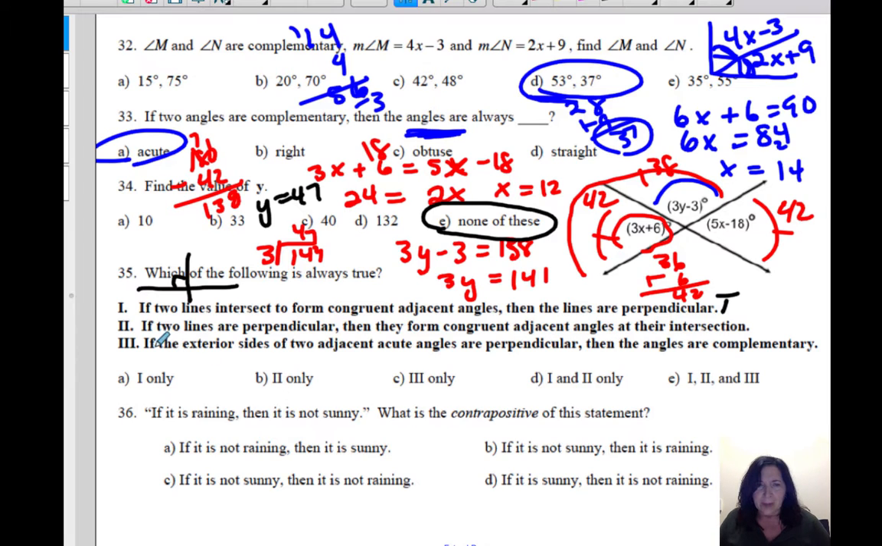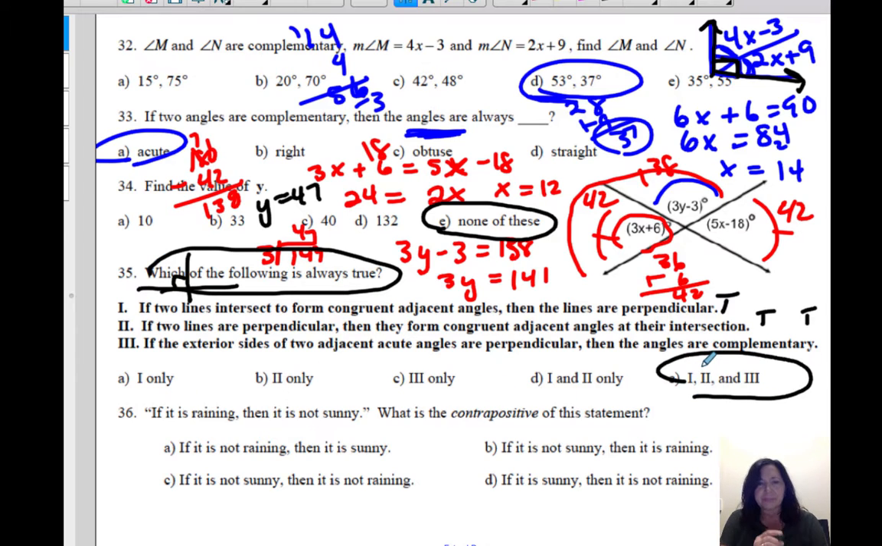Okay. If the exterior sides of 2 adjacent acute angles, so that was that other proof. That's like this. If the exterior sides of 2 adjacent, and see how these are perpendicular? That's what that's saying. Then the angles are complementary. Well, all of these are true. Okay, so what's the question? Oh, which of the following are always true? Well, all of them. So we're going to say all of them.